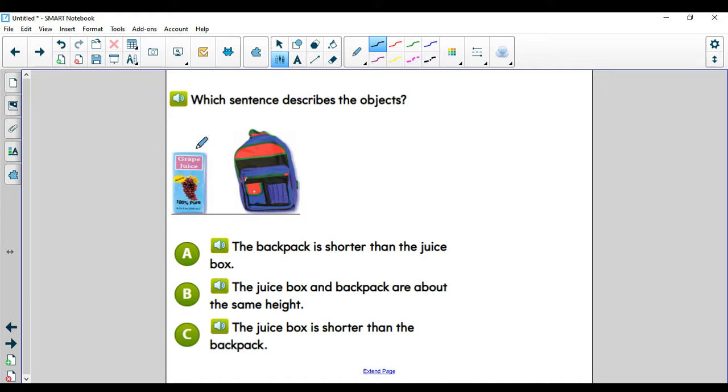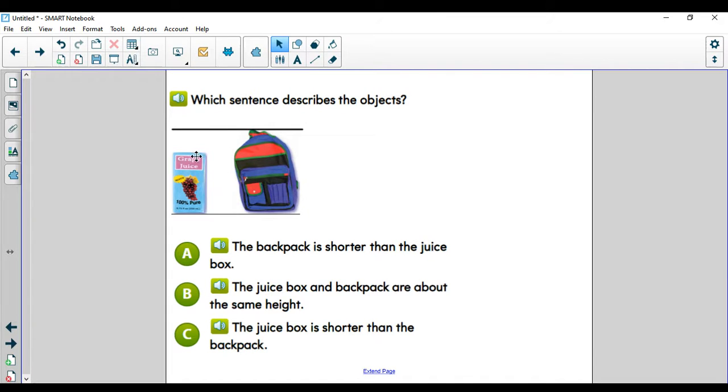If we look carefully, I'm going to draw a line at the top. Oops, my line needs to be a little straighter than that. I'll use my straight line. That will help better. So I'm going to draw a line right at the top of where that book bag is. Now, the backpack is shorter than the juice box? So here's my backpack and here's my juice box. I think the backpack is taller than my juice box. The juice box and the backpack are about the same height?